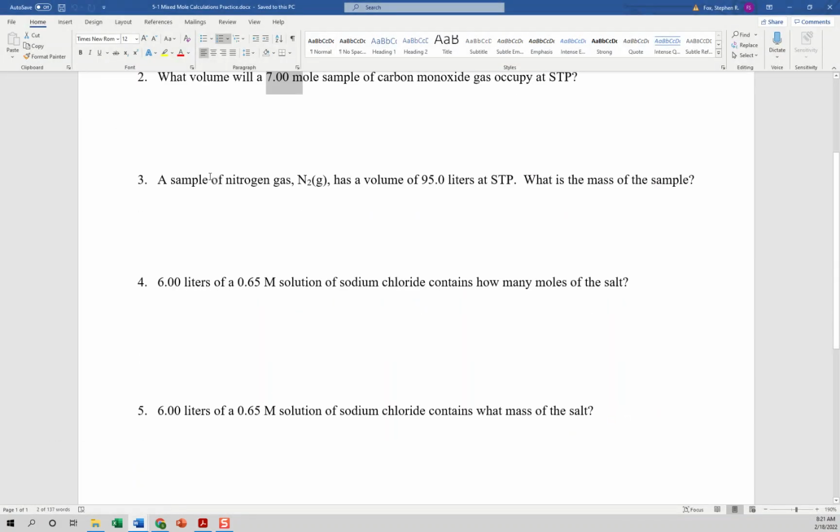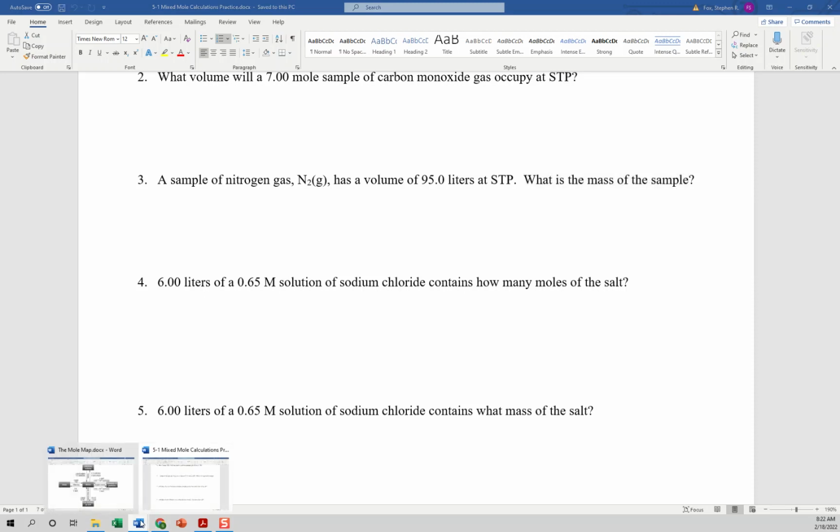All right. So a sample of nitrogen gas, they remind us that nitrogen is diatomic, so that's nice, has a volume of 95 liters at standard temperature and pressure. So we're at volume of a gas at STP. So that's where we're starting on our mole map. And we need to figure out the mass. So we're starting at liters of a gas at STP, and we need to get to mass.